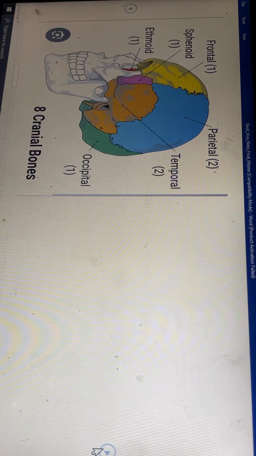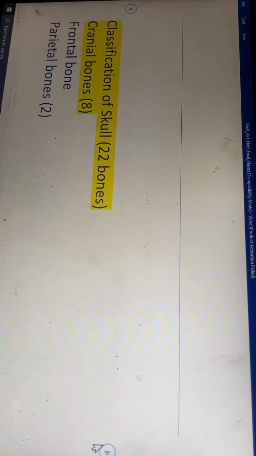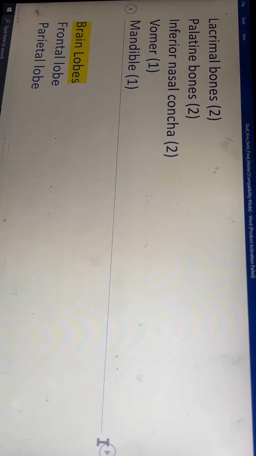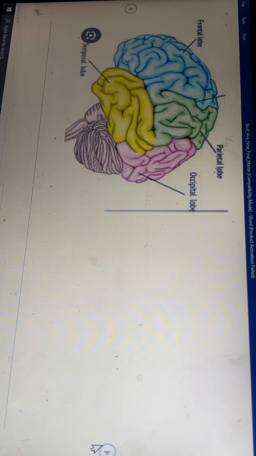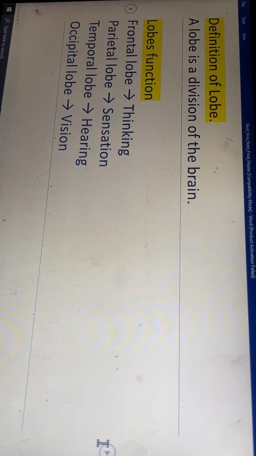Then you quickly go into what? The S, which is what? The sutures. We go into the what? The S, which is the what? The sutures.